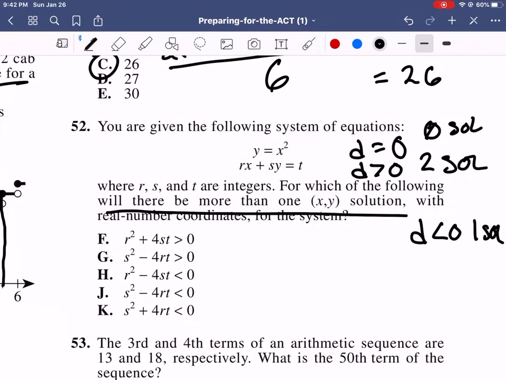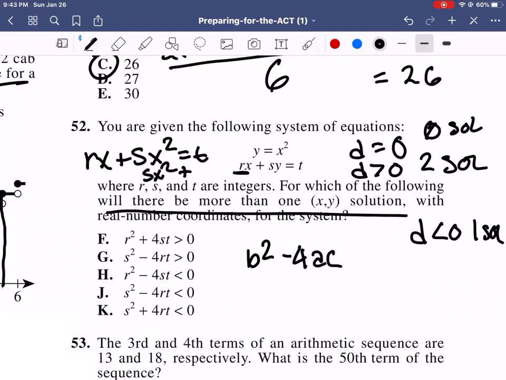And the discriminant formula is... What was the discriminant formula? Yeah, it was b squared minus 4ac, like in the quadratic formula. What you do is you take b, which looks to be r, because when y equals rx plus sx squared equals t, it becomes sx squared plus rx minus t. And that looks like a quadratic formula.